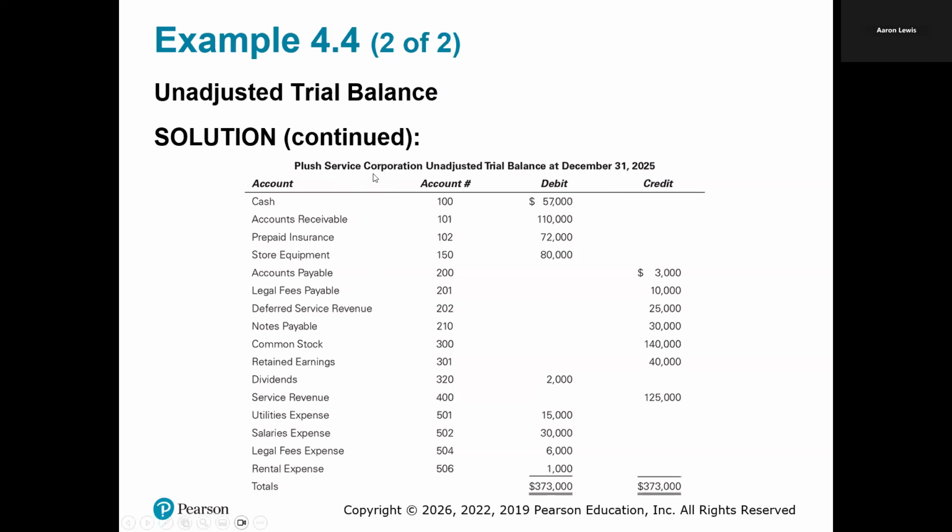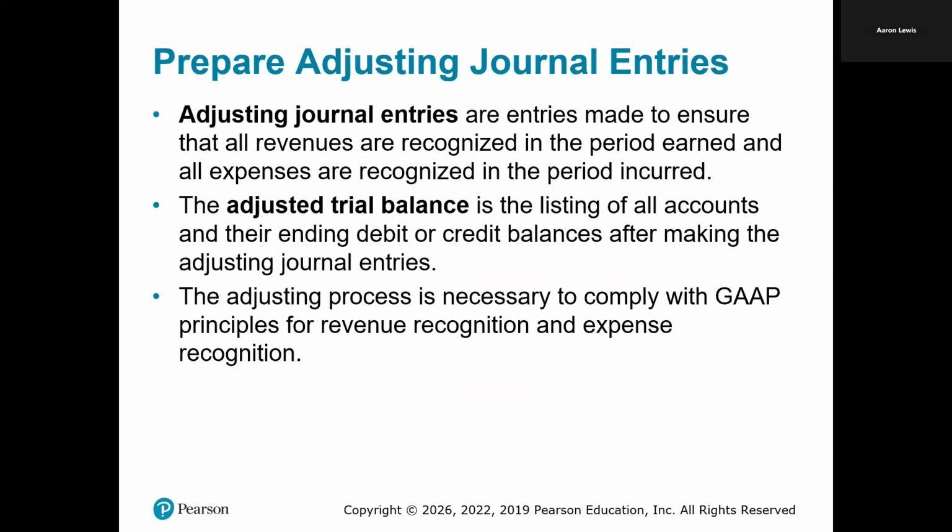And for Plush Service Corporation over here, they list all of the accounts that they had used thus far during the period that have a balance at this point in time. And at the end, numbers taken straight from the general ledger, the current balance at the end of the period, as of December 31st, 2025, in this case, at the end, your debits should equal your credits, and there's due 373,000, which means that this company is ready to adjust its books.